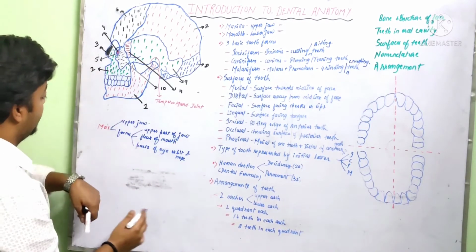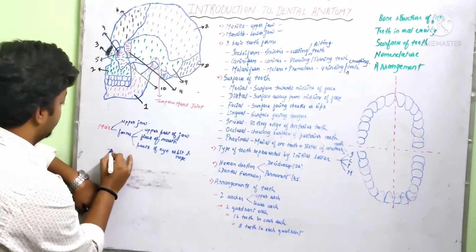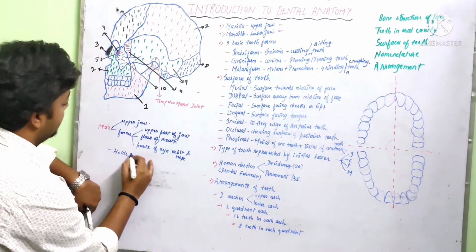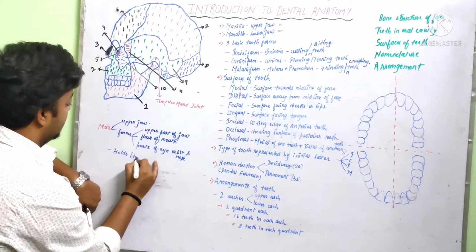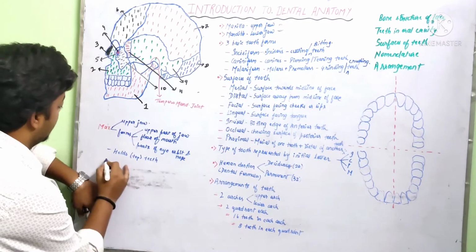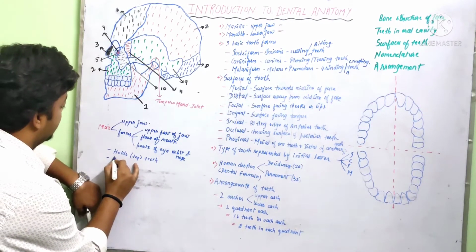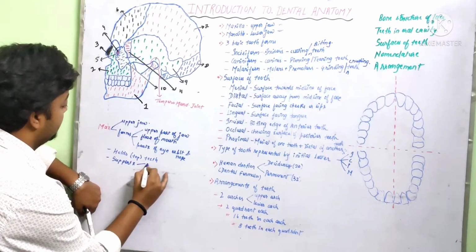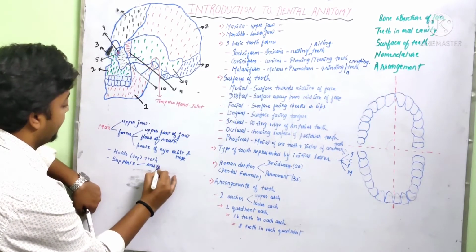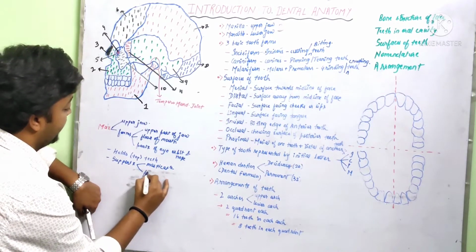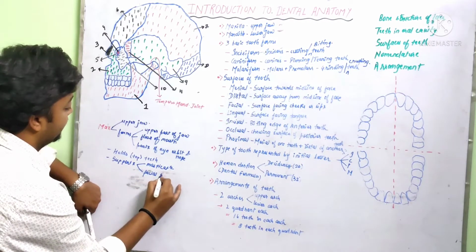That is the maxilla. Now some more few points. The maxilla basically holds the upper teeth, or you can say the top teeth. Again, this maxilla also supports the muscles that are involved in, number one, mastication and also facial expression.